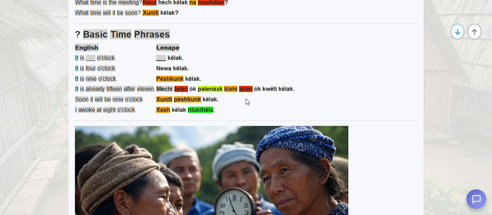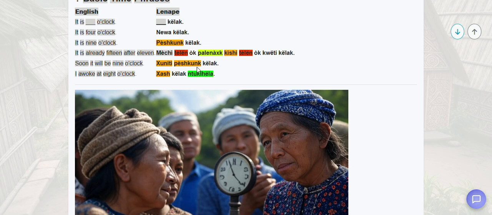And minute is minute, spelled very similarly. And then soon it will be 9 o'clock. So peshkun këlak, it's 9 o'clock. Huniti at the beginning. So usually in Lenape you put your time words at the beginning. Generally speaking, that's how it is done most of the time. Huniti peshkun këlak. It will soon be 9 o'clock.